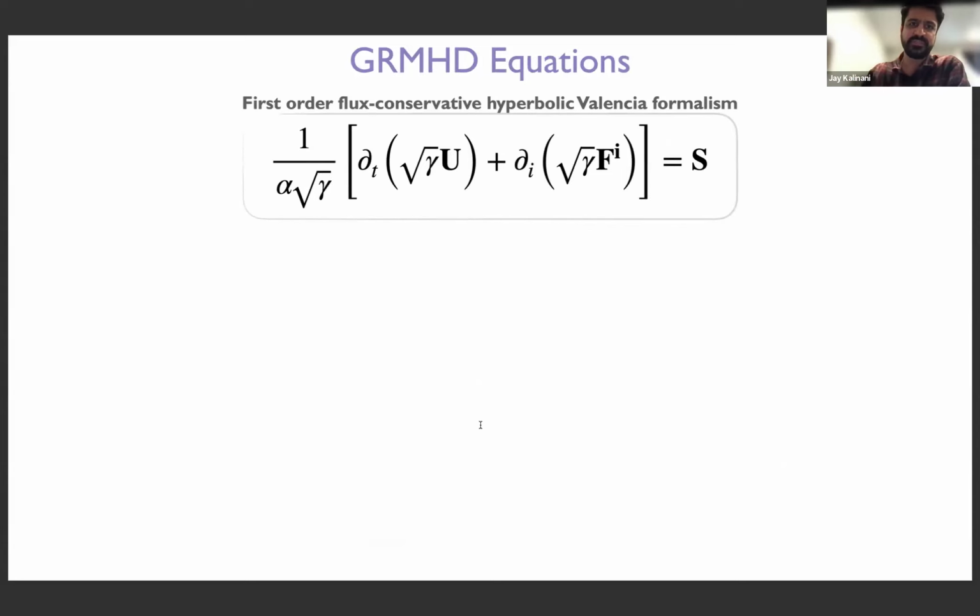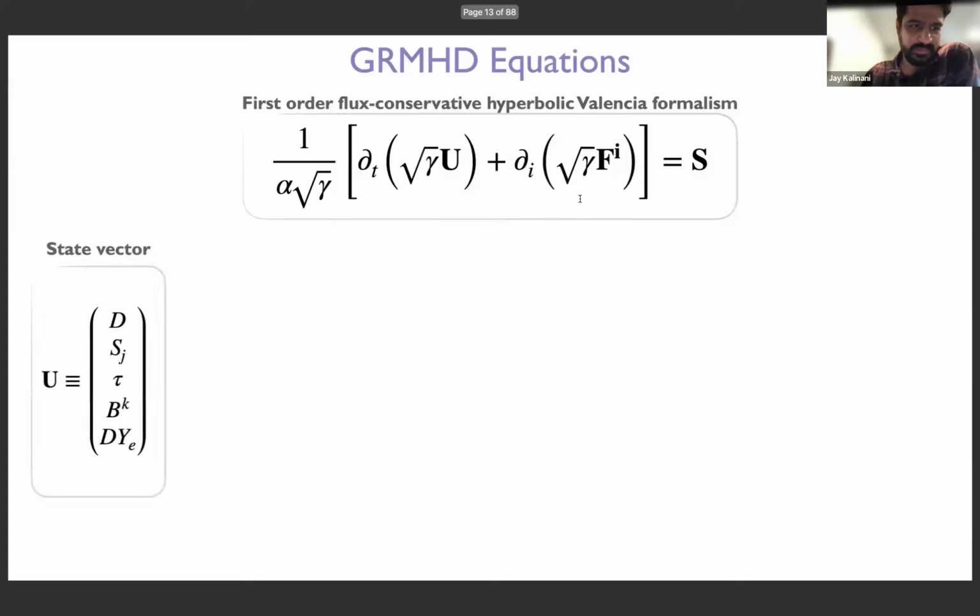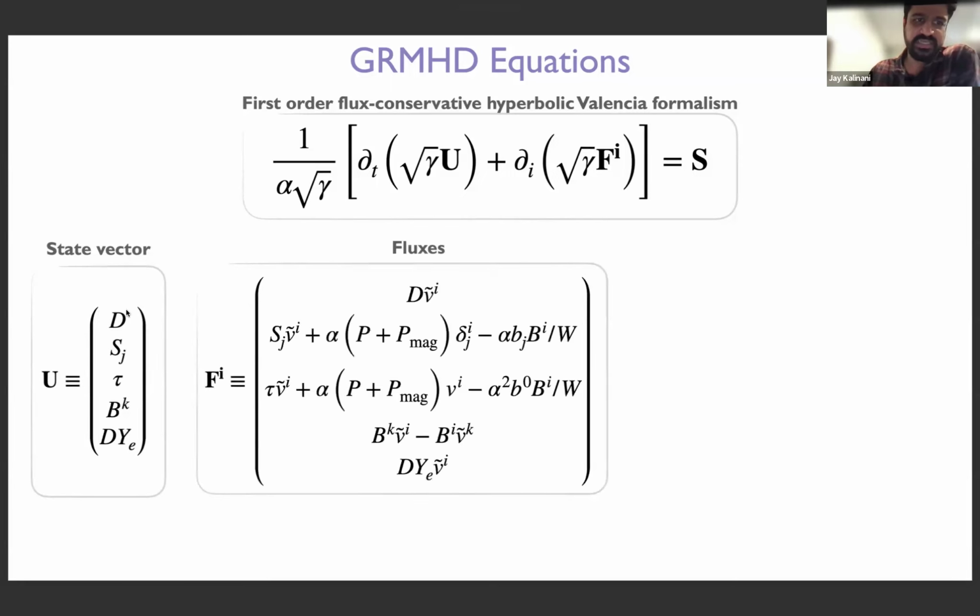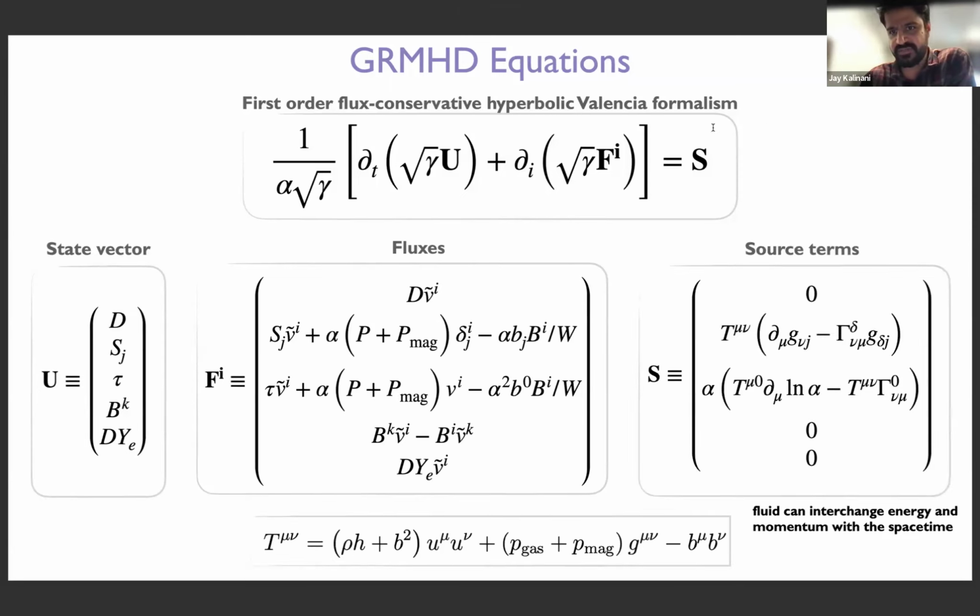Now, most of the GRMHD codes are based on this first-order flux-conservative hyperbolic Valencia formulation, where you have U as the state vector. These are essentially the ones I talked about before: the conserved density, conserved momenta, conserved energy, etc. And then F are essentially the fluxes for each of these state vectors, and these are the expressions for the different fluxes. And then S stands for the source terms.